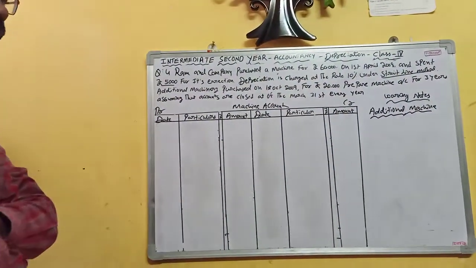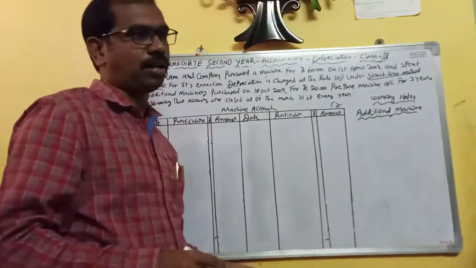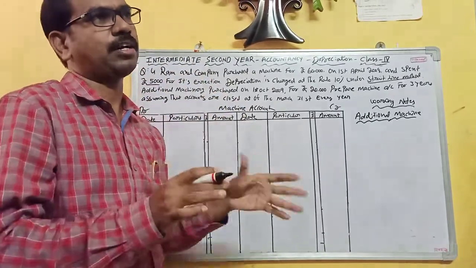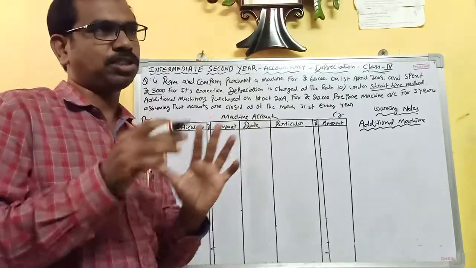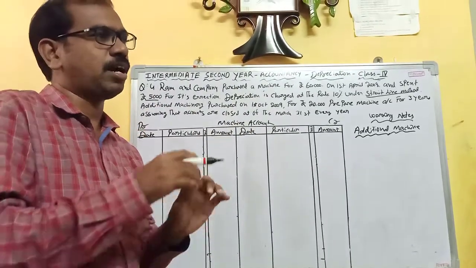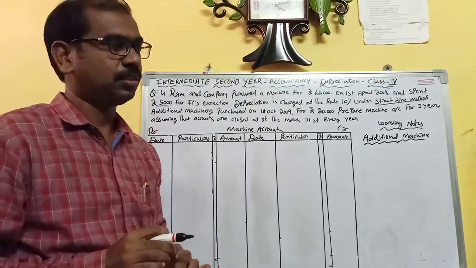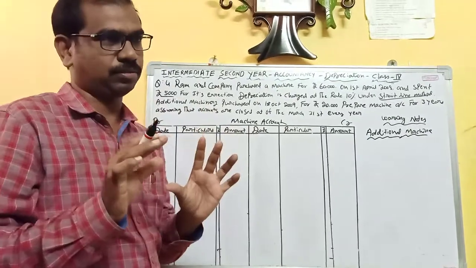Okay. Today's important topic is additional machine. Whenever we buy a new machine in the middle of the year, how to make the depreciation accounts should be learned today. Some of the students asked me that they find it difficult to work out the depreciation percentage. Now we have some different types of methods also. Let us try to learn.